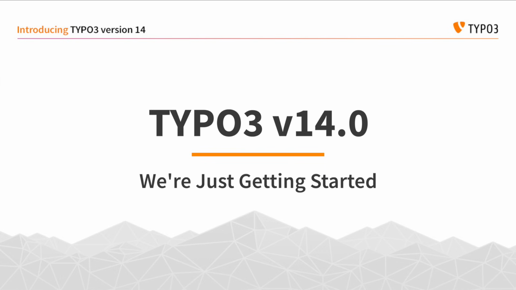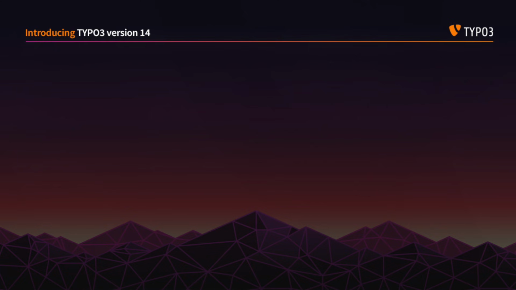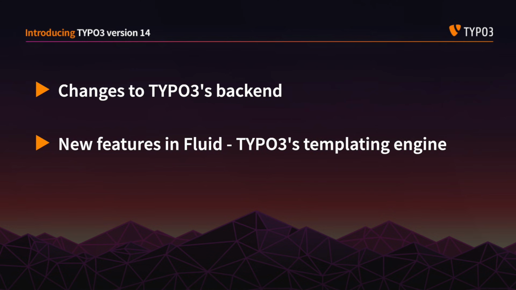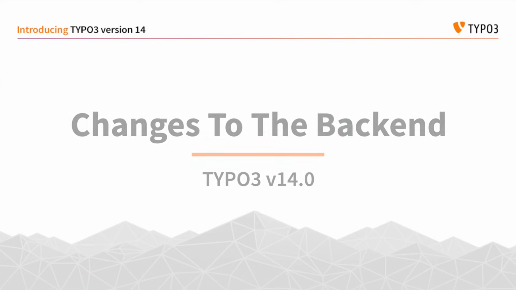Hello TYPO3 world, and welcome to a brand new series where we'll be exploring the latest features and developments that are coming with TYPO3 version 14. In this video, we'll take a look at three major changes. This includes changes to how things are named and organized in the backend, new features that come with Fluid version 5, and improvements to localization and translation workflows in TYPO3's backend. So let's get started.